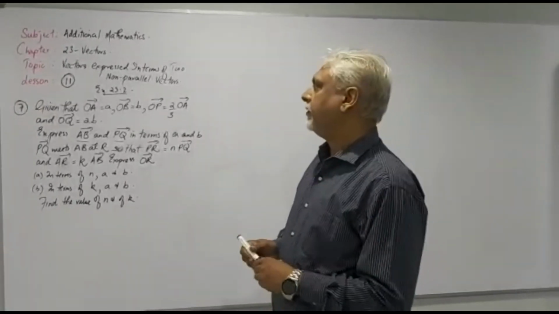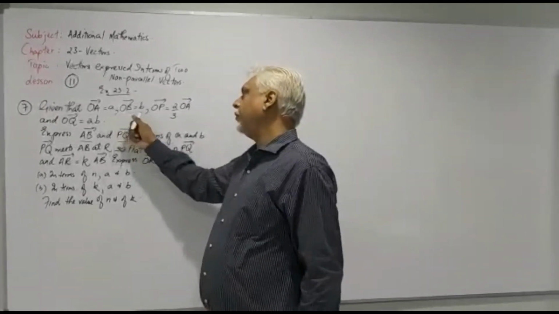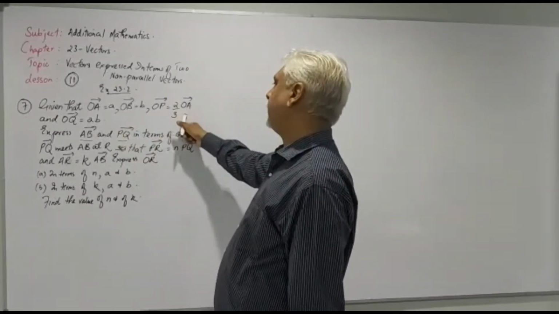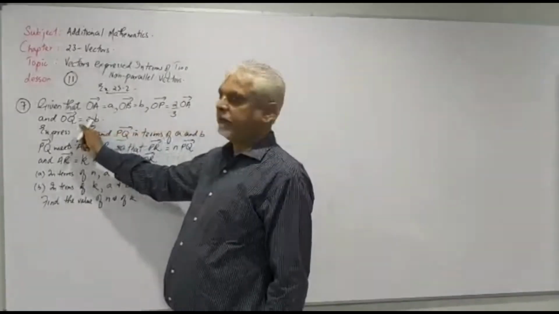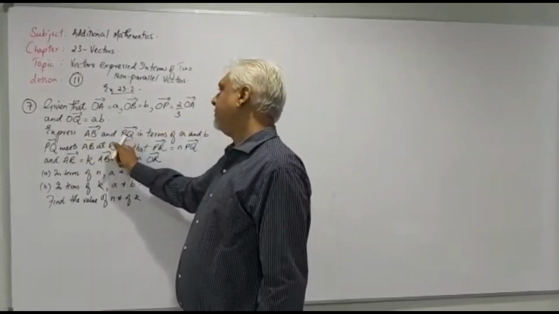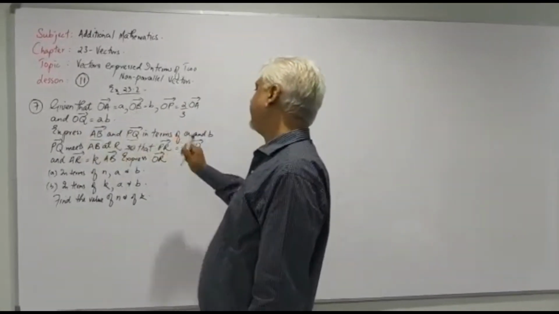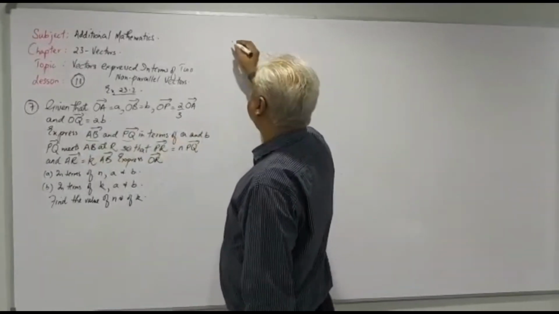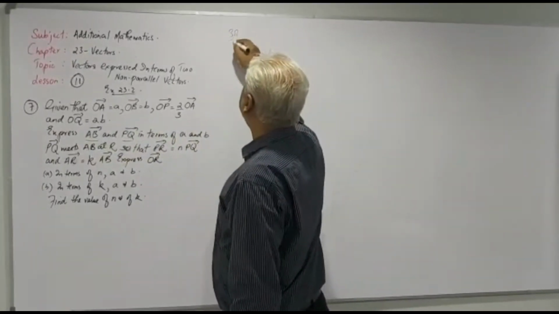Given that OA is equal to A and OB is equal to B, OP is equal to 2 by 3 OA and OQ is equal to 2B, you have to express AB and PQ in terms of A and B. So let's start the solution.